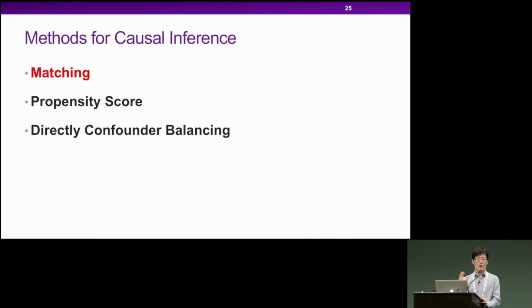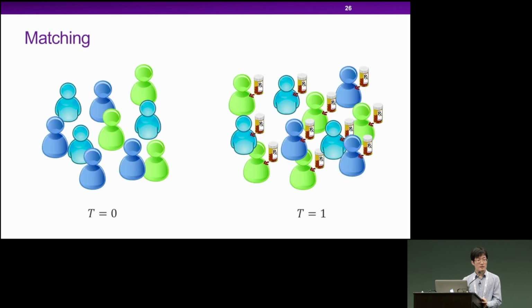Then we have three ways in the literature to deal with the problem of confounder balancing. One is matching. Matching is just, okay, we have big data, a lot of data. In this large-scale data, we can sample two groups that have the same distribution on the X. Okay? We can do that, right? So for example, for these two groups, one is the treated group and one is the control group.